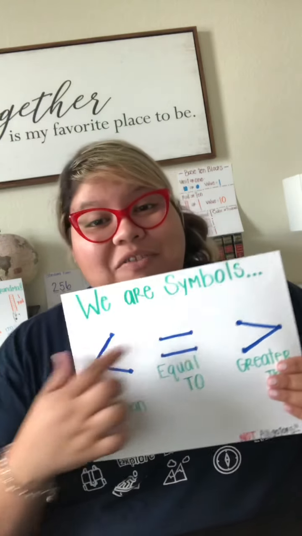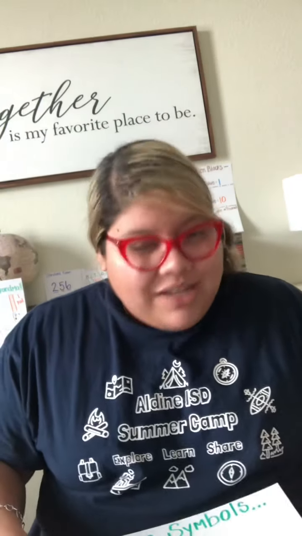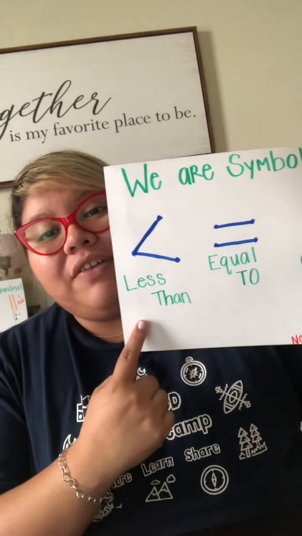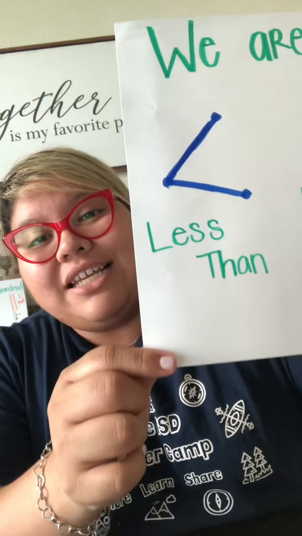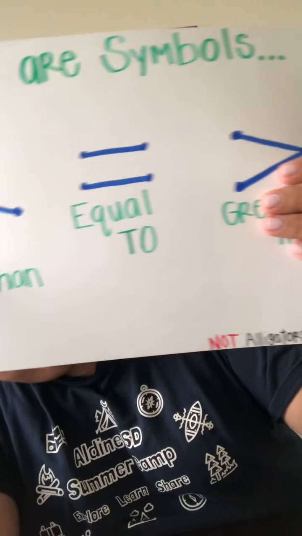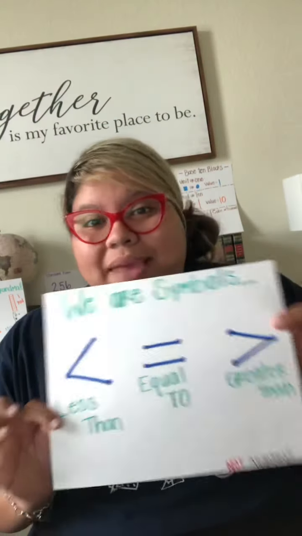Now, the title of my little chart right here says we are symbols, not alligators. Now, these symbols, you might have heard them been called alligators before, but they don't like to be called that, guys. They have a name, and I'm gonna tell you each name. So, the first symbol that you see is your less than symbol. Then you have your equal to symbol. Then you have your greater than symbol. So this is just a quick little peek of what we're gonna dive into.